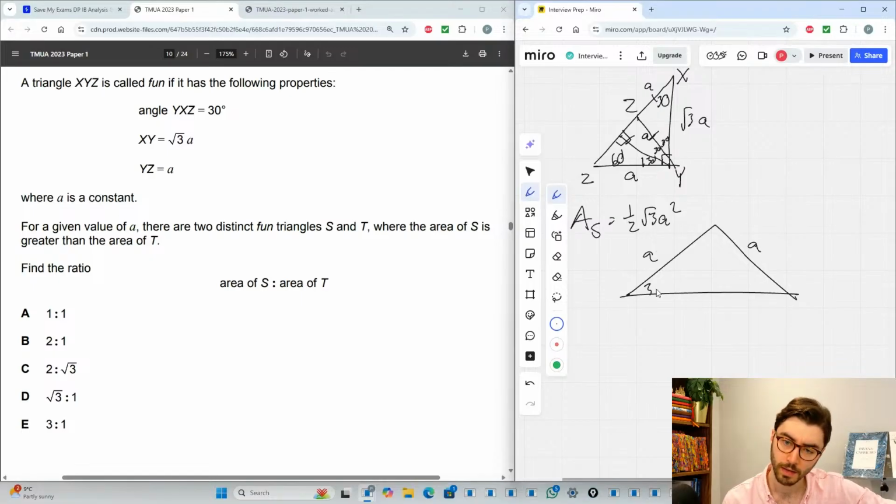Because I'm seeing A, A, 30, 30 makes 60, makes that 120. So the area of T is going to be a half AB sine 120.